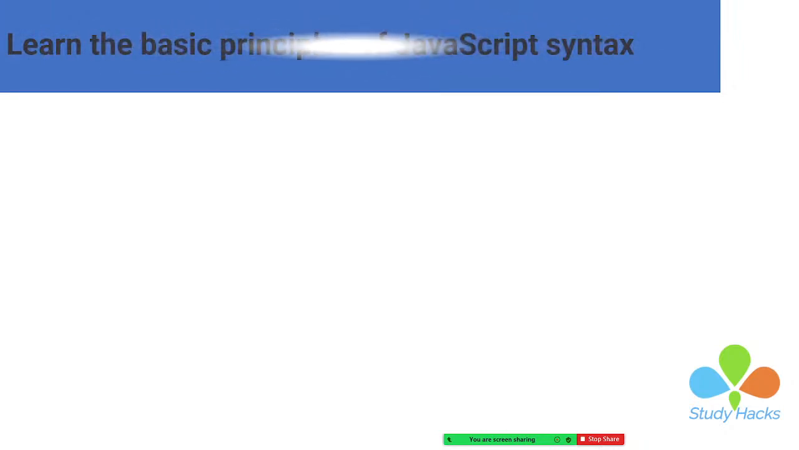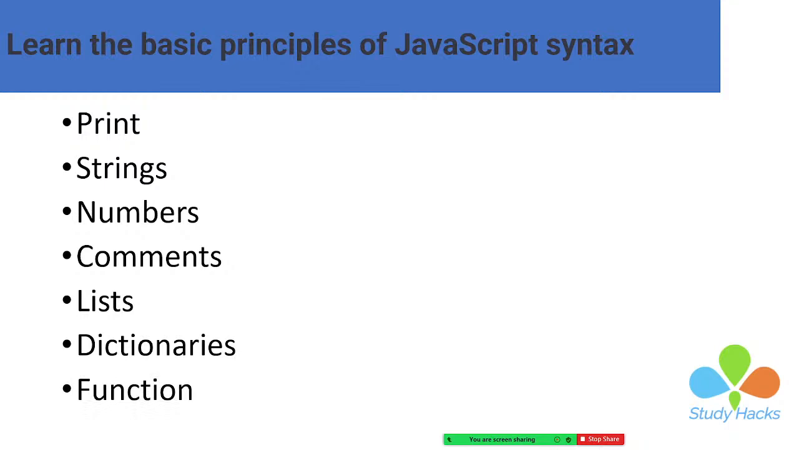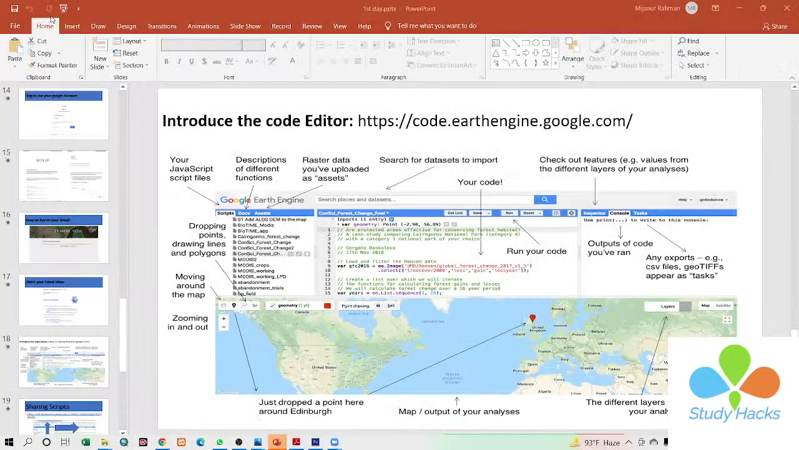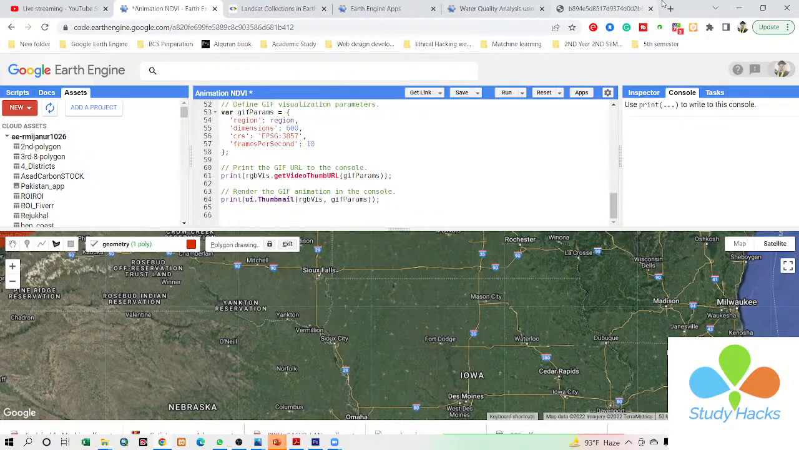And at this time I will also try to discuss some basic principles of JavaScript syntax so that you can easily understand JavaScript programming, and it's very easy. You can easily understand the variable, function, dictionary, and list. Okay. So first of all print, then string, numbers, variable, comment, list, dictionary, function, all of the things. So I will simply open my code editor and try to show you a practical example so that you can easily understand. Okay.